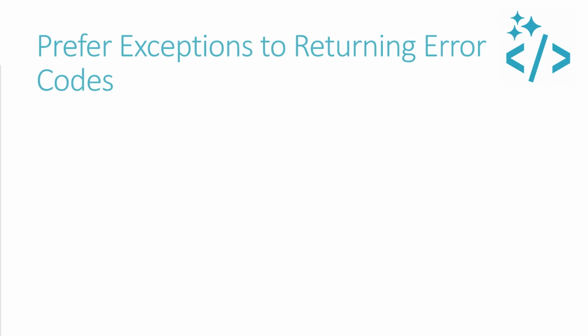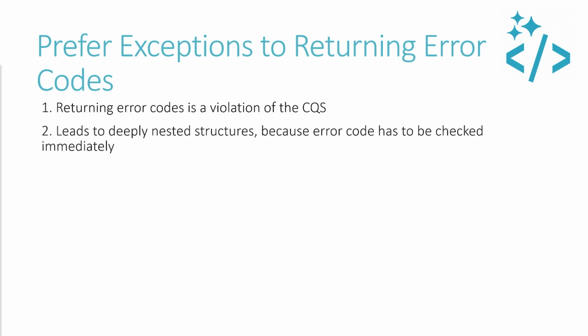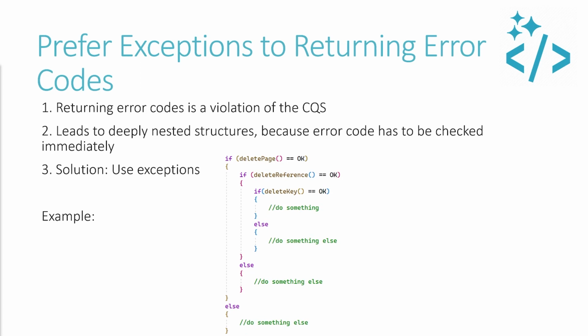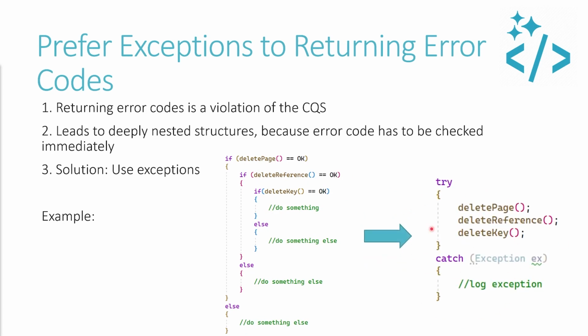Another concept is if we have methods which are longer, we should prefer exceptions rather than returning error codes. How is this implemented? Returning error codes is a violation of the command query separation principle and leads to deeply nested structures because the error code has to be checked immediately. This is an example here. We see this nested structure with a lot of ifs and elses. How can this be simplified and made more readable? We can use exception catching here, and all the logic is done here nicely.